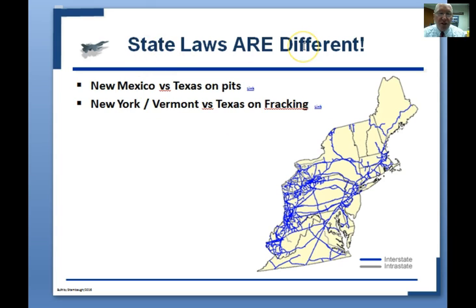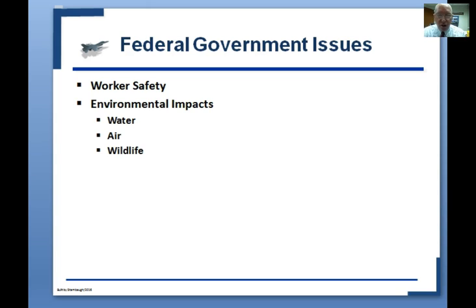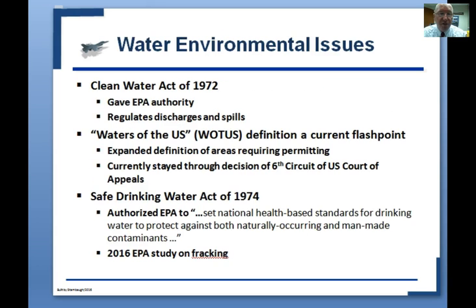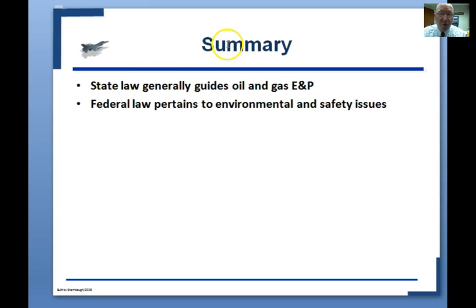I want you to know that state laws are different. We talked about the fracking ban and then the different procedure for the pits between Texas and New Mexico. You don't need to specifically know the Texas issues. And then know that what tends to be federal issues are worker safety and environmental issues. I'm not asking you to regurgitate any parts of these specific environmental issues back to me. So again, the main thing I want you to know is that state law generally guides E&P operations in terms of leasing, basic regulations and things like that, and federal law pertains to the big picture environmental and safety issues. That's all from that presentation.